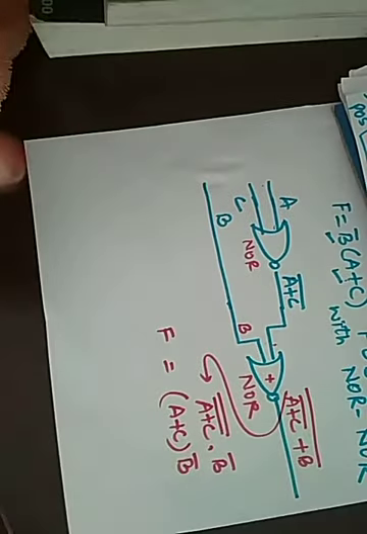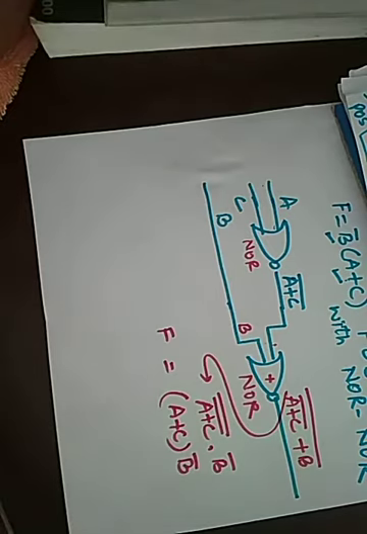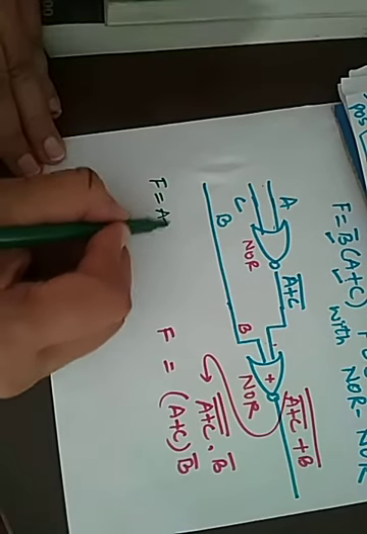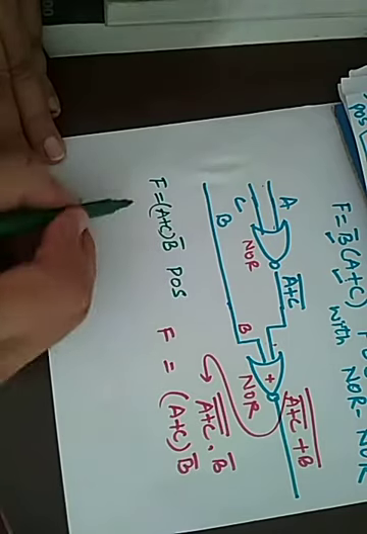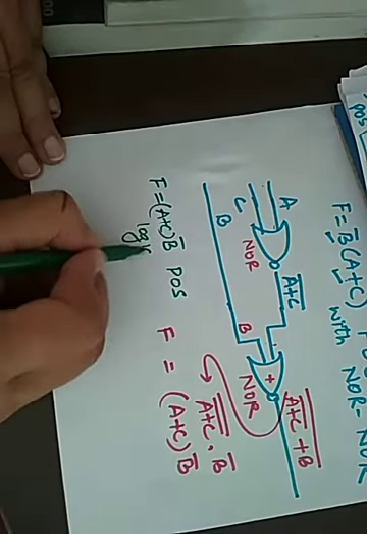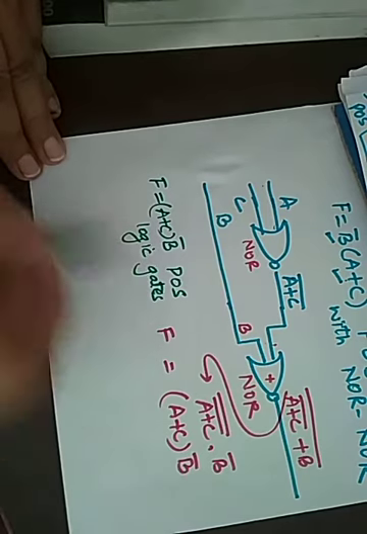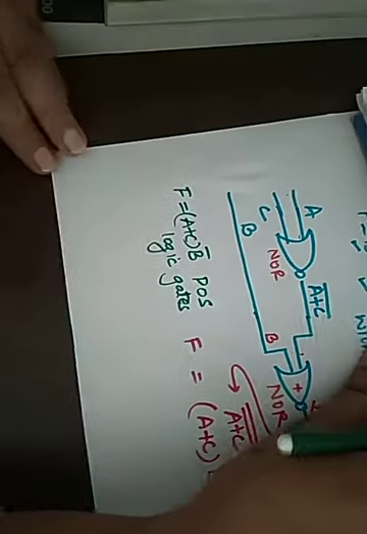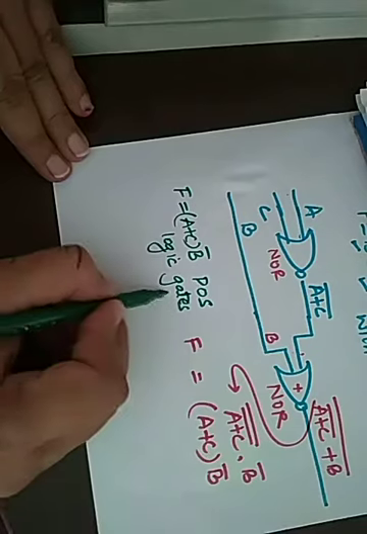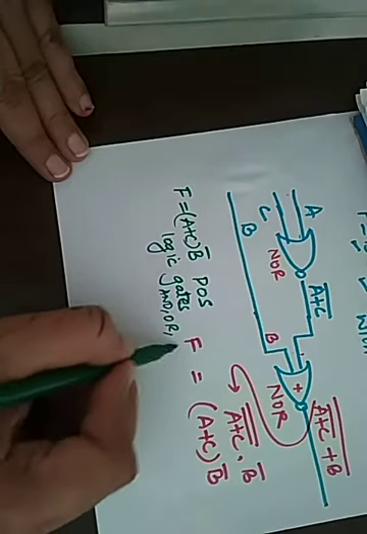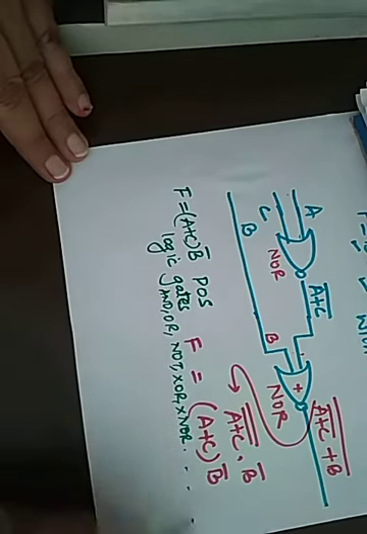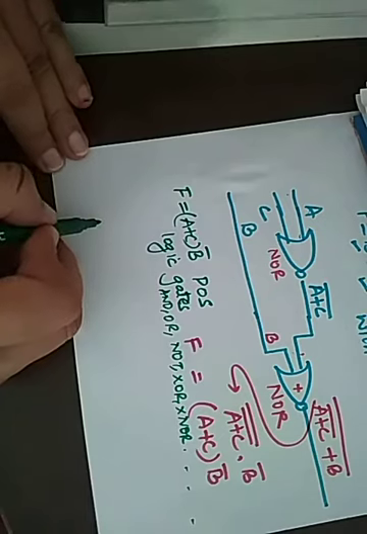To complete this topic, at times you may be asked to implement the same function, f is equal to a plus c into b bar, which is a POS function, with any logic gates. Not just NAND or NOR, but any of the logic gates. In that case, you can use AND, OR, NOT, XOR, XNOR, or whichever gate. So let us try to see the same implementation.